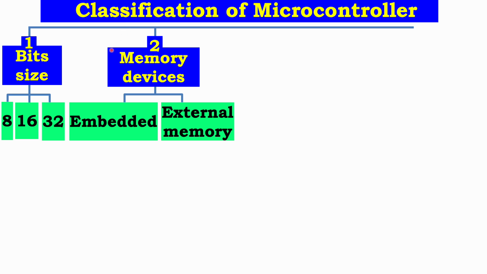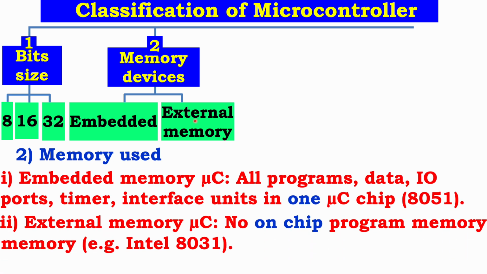Now let us see the second one. According to the memory device used, there are again two classifications: one is embedded memory, the next is external memory. Embedded memory means it is on the chip itself. All programs, data, IO ports, timer and interface units are in one microchip itself. The example is 8051.